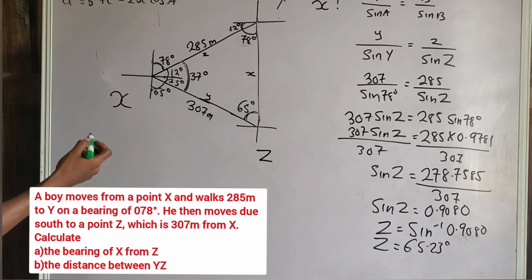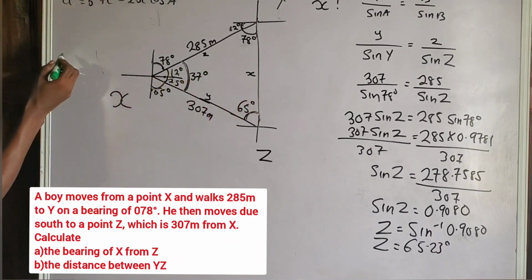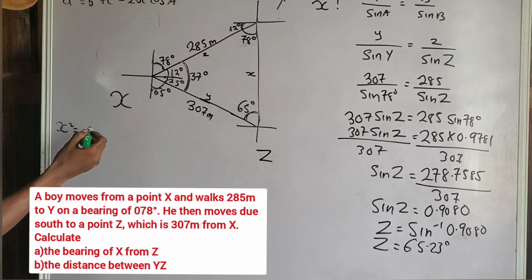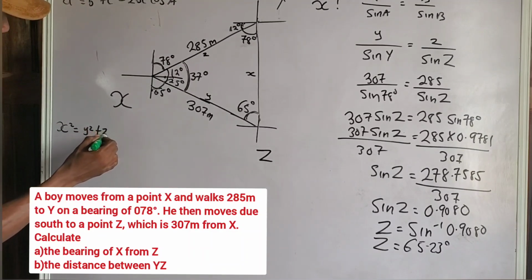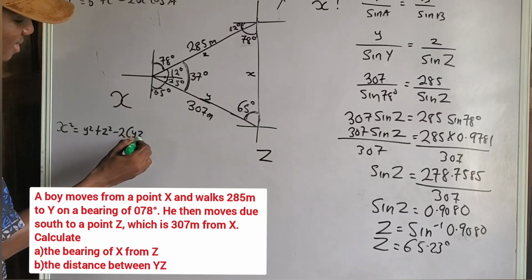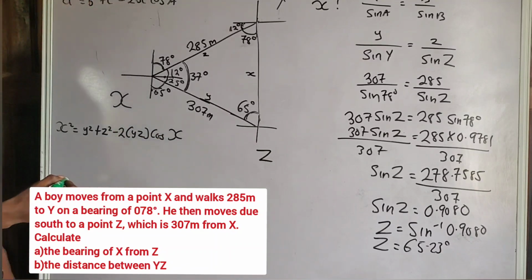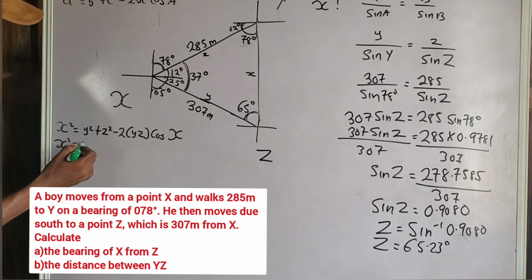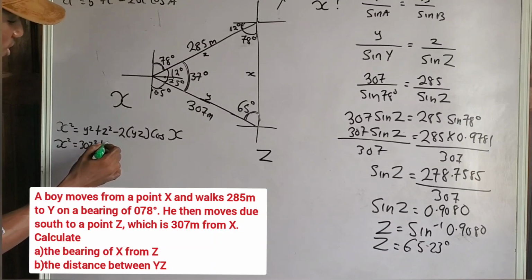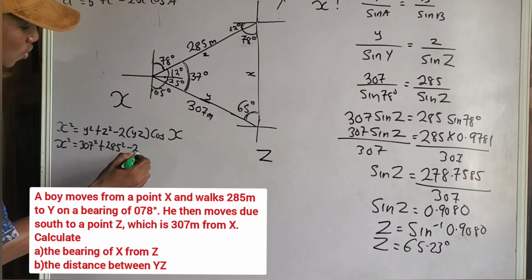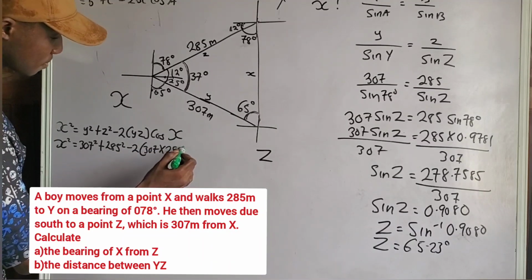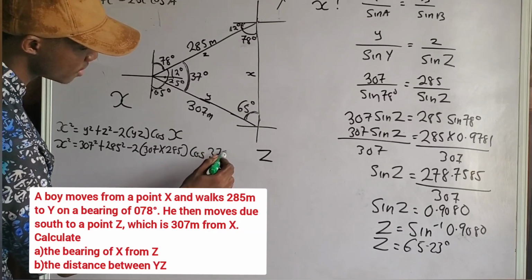Are you getting it? So, if I want to get the value of x now, I'm going to have x squared equals y squared plus z squared minus 2yz cos x. Do you understand? Okay, x squared, x is unknown, equals y squared, y is 307, so I'm going to have 307 squared plus z squared, which is 285 squared, minus 2 multiplied by 307 multiplied by 285 cos 37 degree. Do you understand?